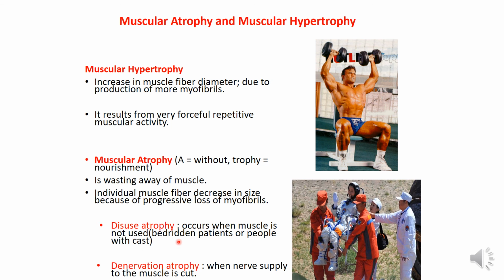That is the muscular atrophy. The muscle fiber decreases in size because of the progressive loss of the myofibrils, that is the degeneration in the muscle, either due to absence of muscle use or absence of the nerve supply.